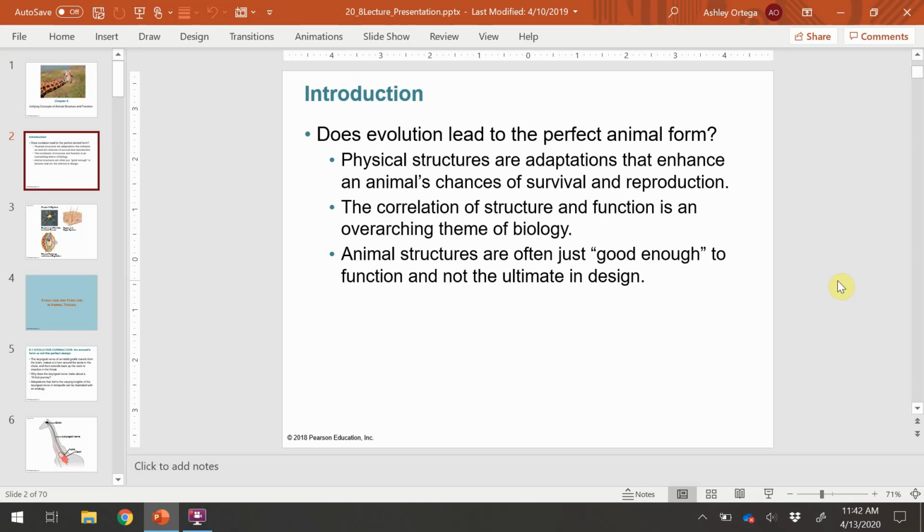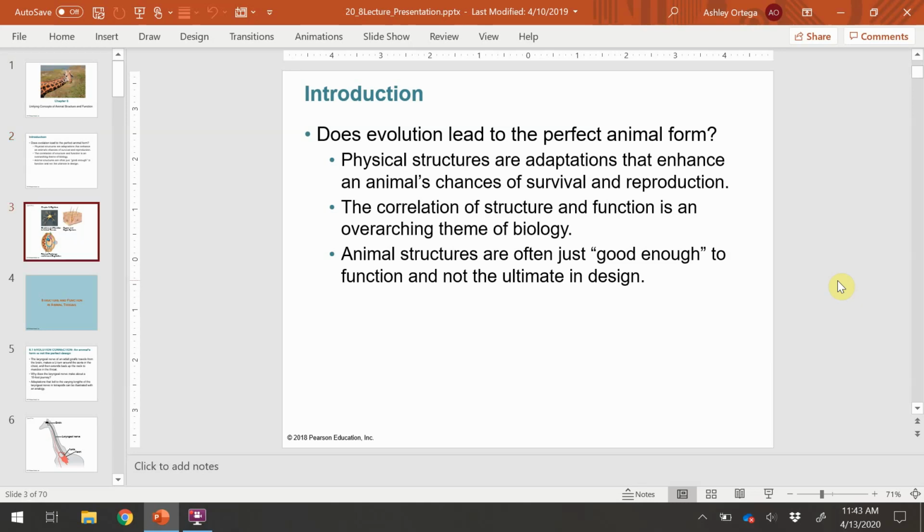And so we'll see here in terms of form, we'll focus on the animal form in this chapter, looking at physical structures that help the animal in survival and reproduction, the correlation of structure and function. So from small molecules to tissues and organs, their structure will always help and correlate with their function. And then usually we'll find that animal structures are often just good enough to function and not the ultimate design in terms of the best solution.